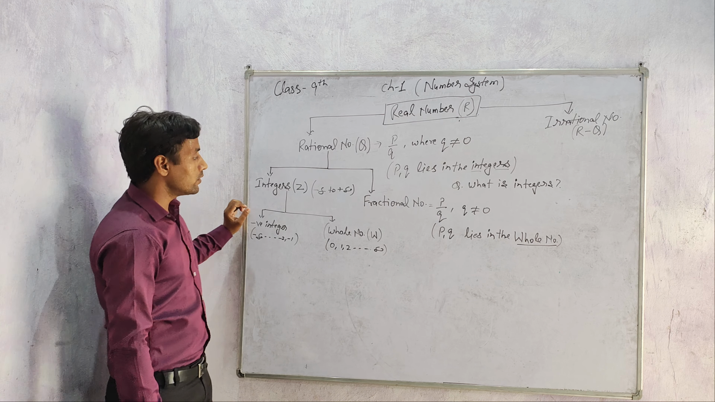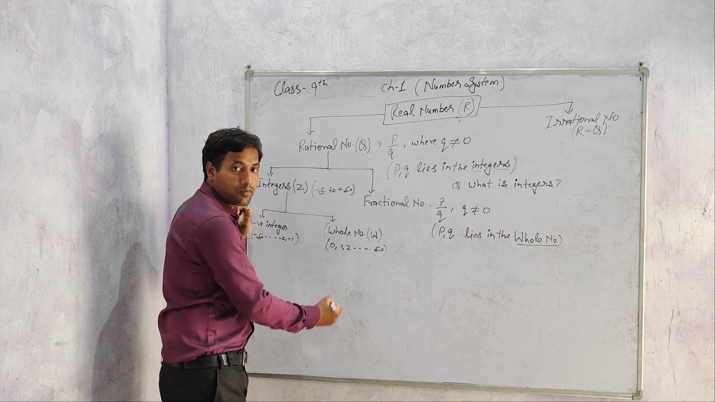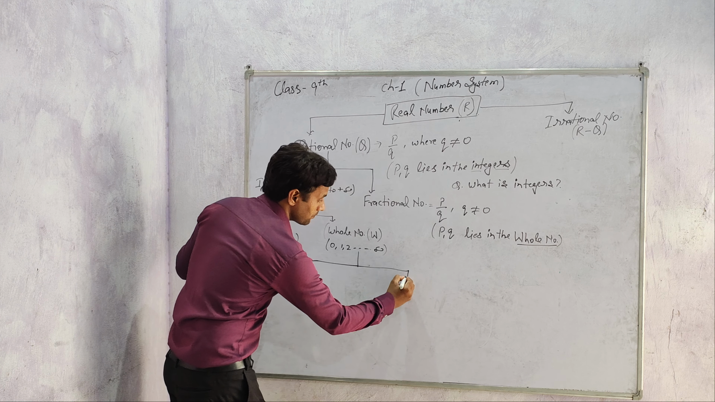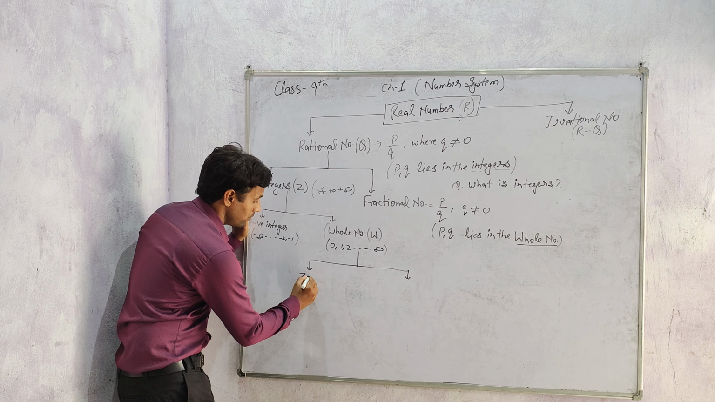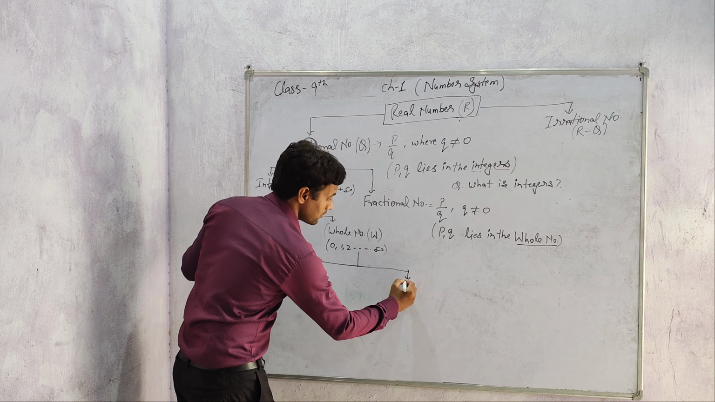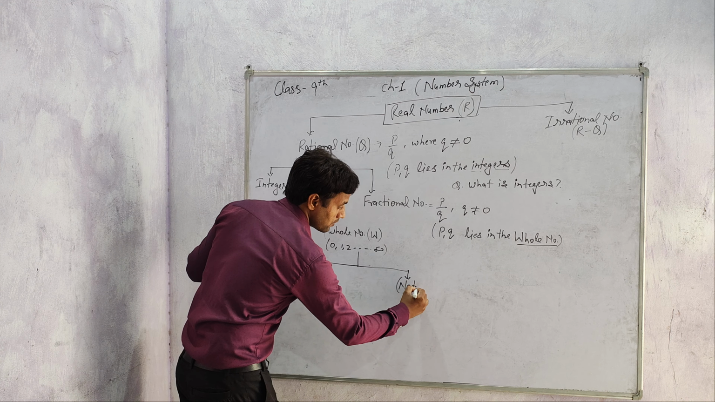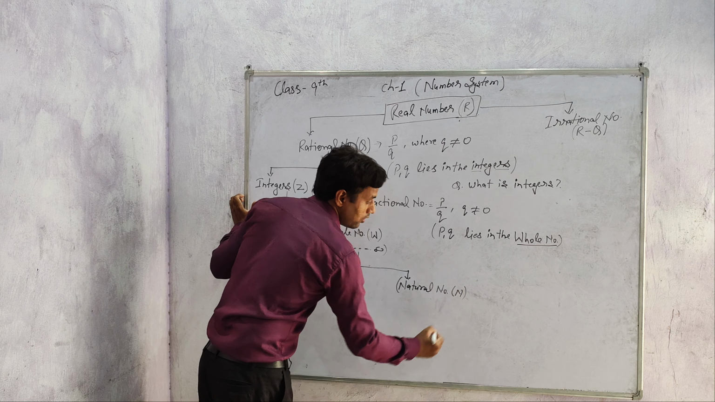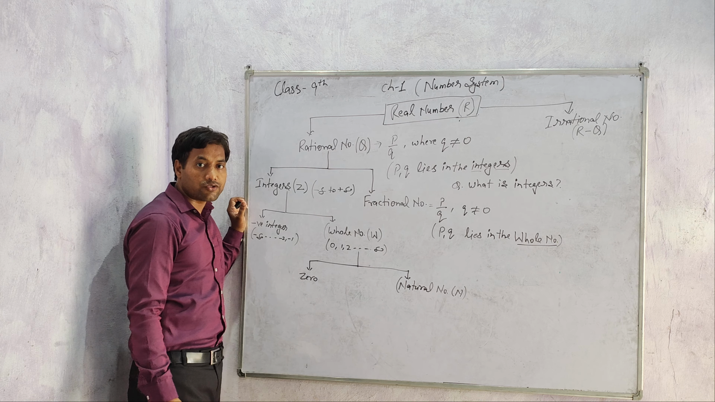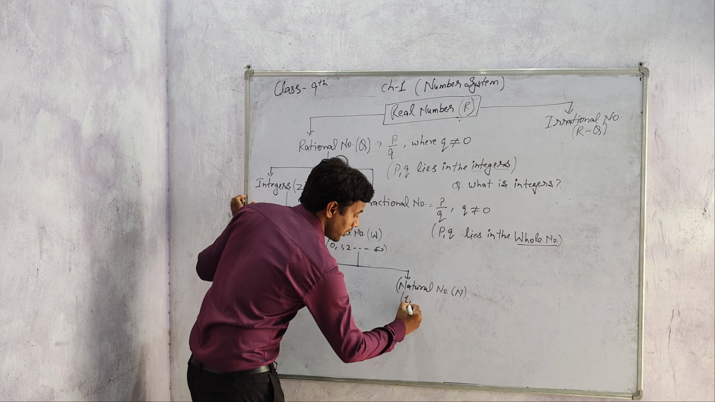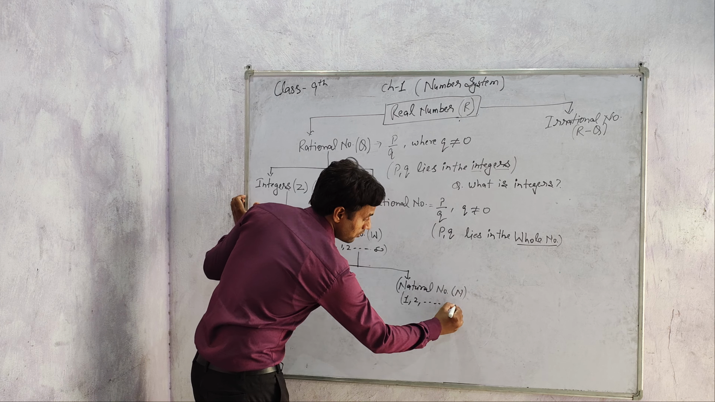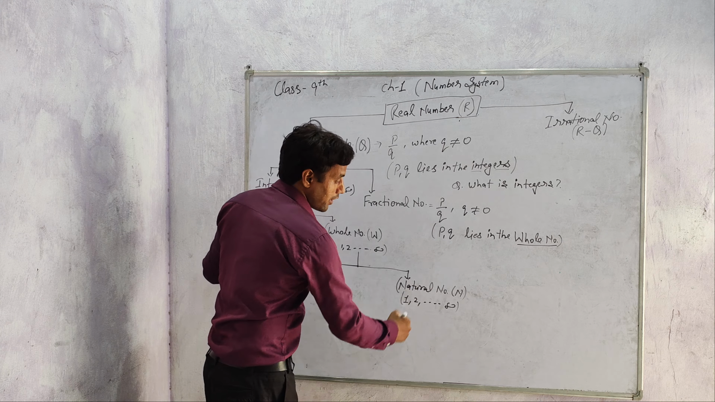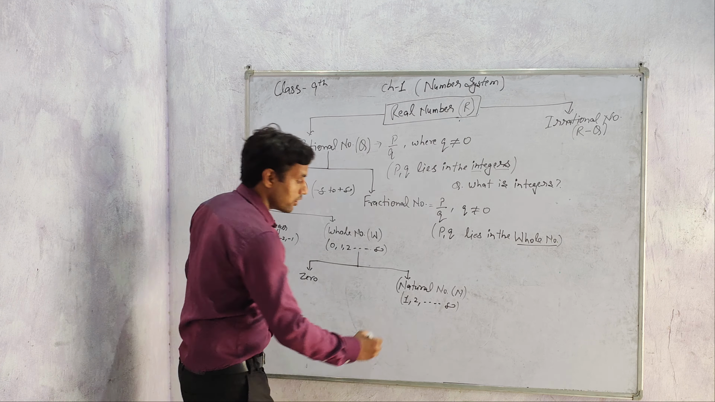Okay. Now if we further divide whole numbers, one is 0 and the second one is natural numbers, which are denoted by capital N. And what are natural numbers? They start from 1, 2 up to infinity. Okay. Now it comes to natural numbers.